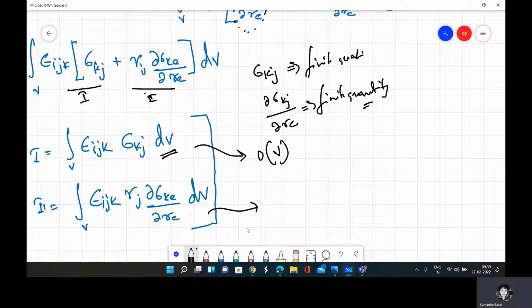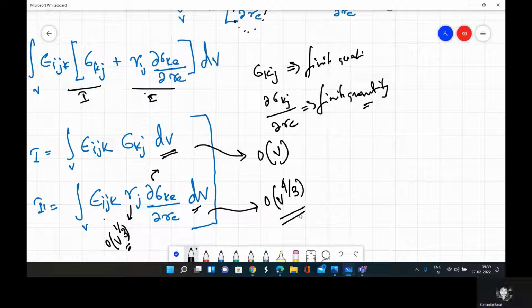What is it for this quantity? You can understand, this is the finite part, but what is Rj? Rj is the radius vector, or the radius component of that. So the radius component is simply of the order of V to the power 1 by 3, clearly. And the volume element itself is of the order of V. Therefore the whole integral will become of the order of V to the power 4 by 3. Fine.